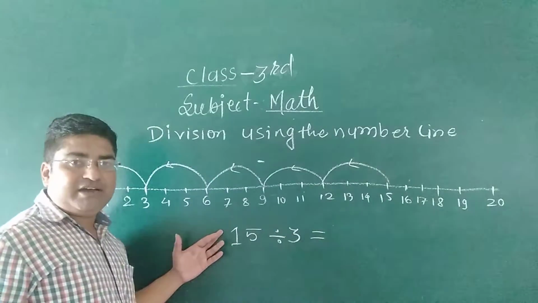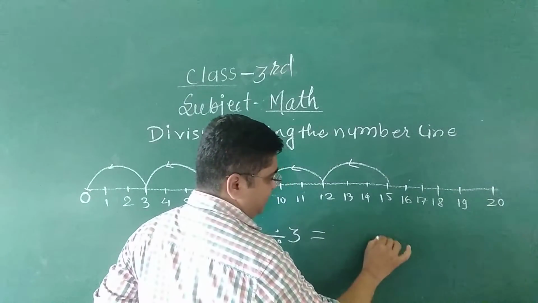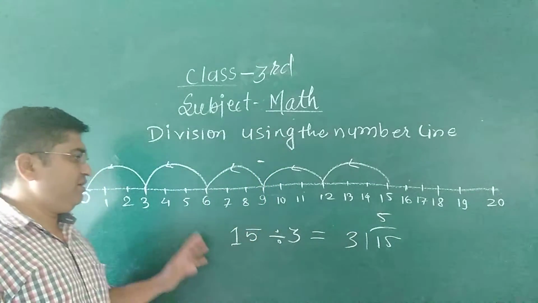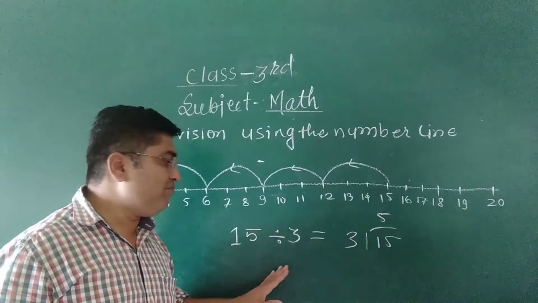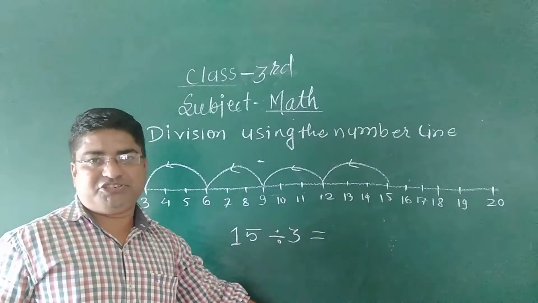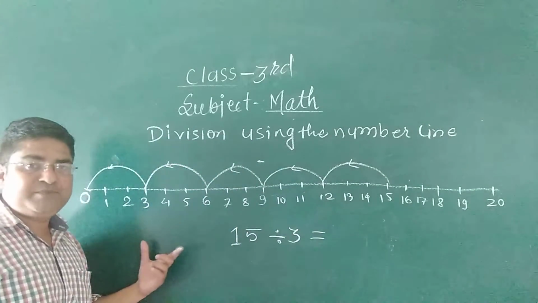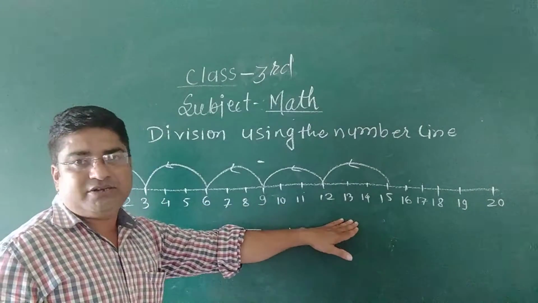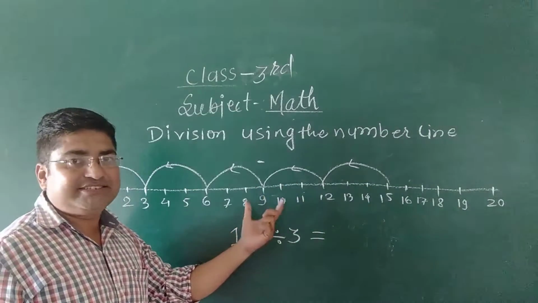We have studied 15 divided by 3, which is simply 5. But here we are using the number line, so division by number line. How will we solve it? Some of the questions are based on this topic. It's very easy. Firstly, the number line is given to us in the question, and we only have to draw the intervals.